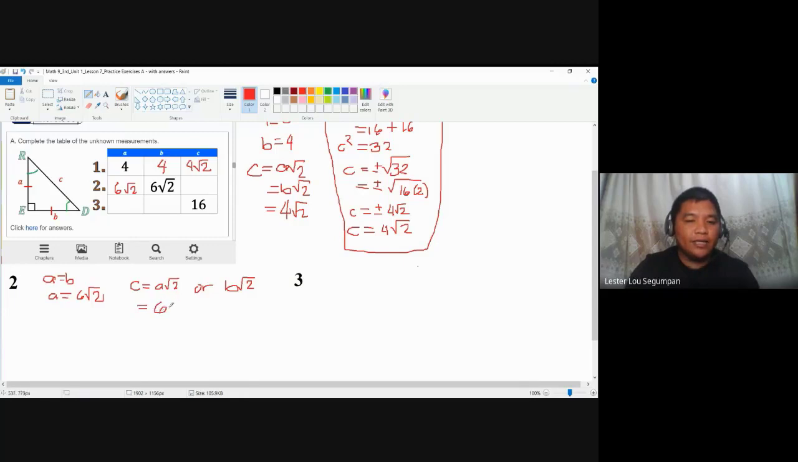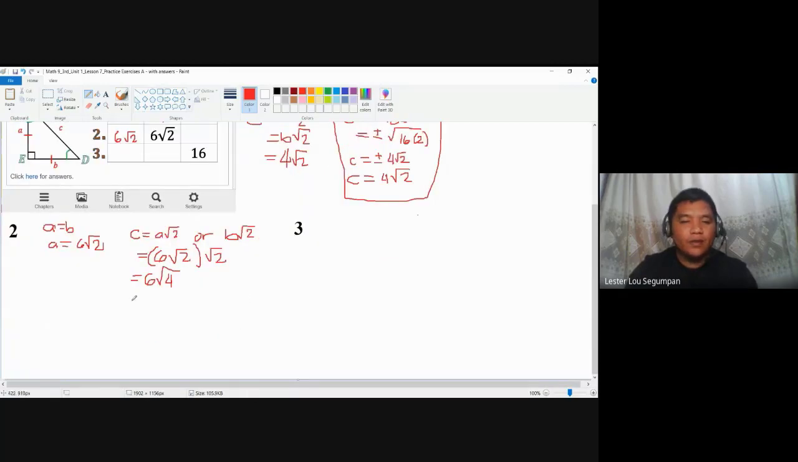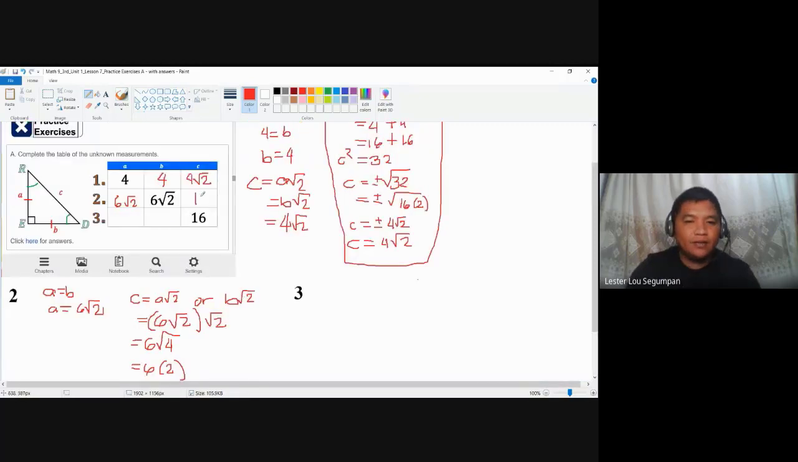So for A, you have 6 square root of 2 times square root of 2. Do not forget that the square root of 2 here is the multiplier to A. And since A already has a square root of 2, do not forget to multiply it by another square root of 2. That would mean this is 6 square root of 4, which is 6 times 2. So the value of C is equal to 12.